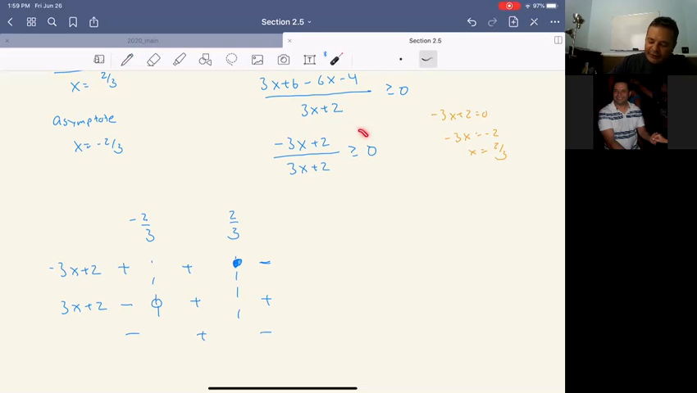We are asked, when is this greater than or equal to 0? Now just going off the sign chart, negative 2/3 to 2/3. We do not include the negative 2/3. Why? Because that was an asymptote. That one's not in the domain of this expression. We do include the 2/3, however.